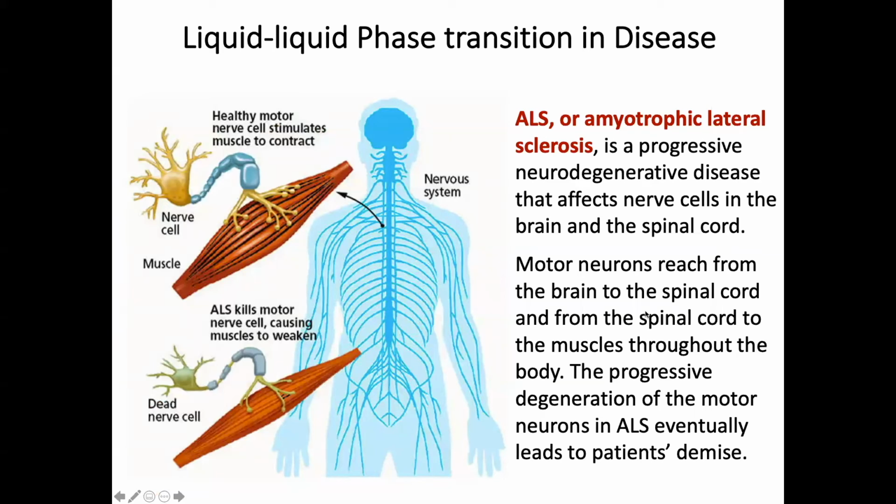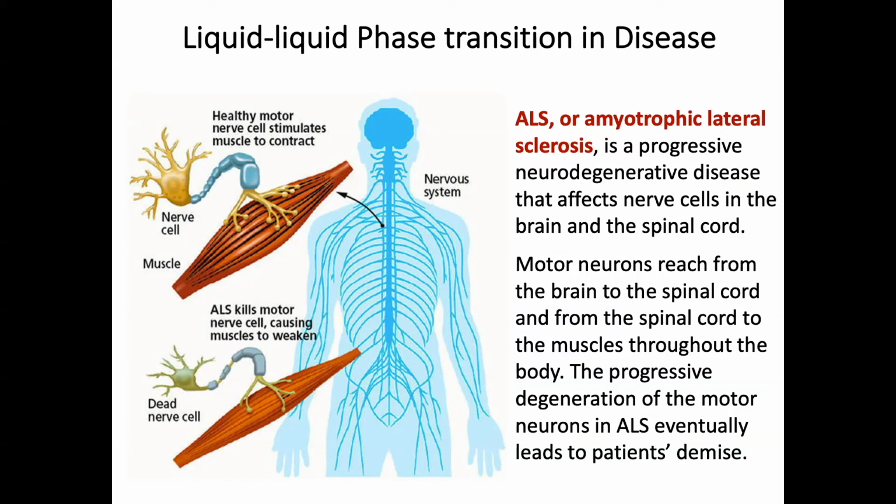Liquid-liquid phase separation or liquid transition has been reported to link with many neurodegenerative diseases. I will use ALS as an example. ALS has another name, amyotrophic lateral sclerosis. It is a progressive neurodegenerative disease. In the United States, it is also known as Lou Gehrig's disease, after the baseball player who was diagnosed with this disease.